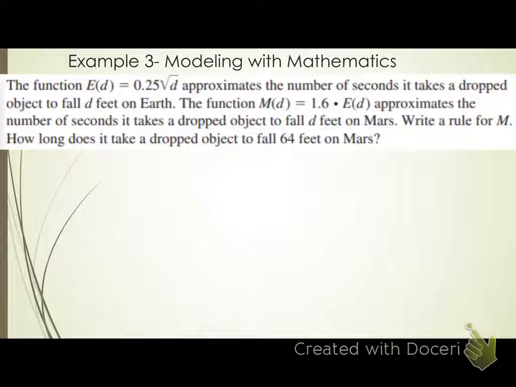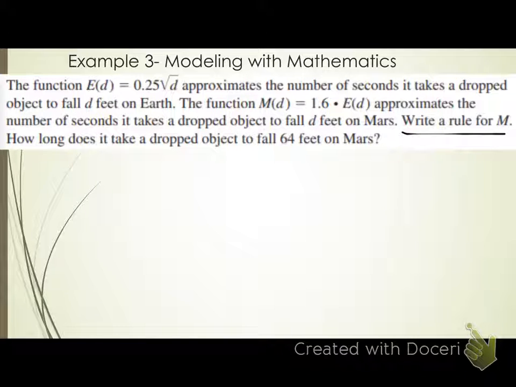The function e of d equals 0.25 square root of d approximates the number of seconds it takes a dropped object to fall d feet on Earth. The function m of d equals 1.6 times e of d approximates the number of seconds it takes a dropped object to fall d feet on Mars. The first thing it wants me to do is to write a rule for m. Then it asks, how long does it take a dropped object to fall 64 feet on Mars?